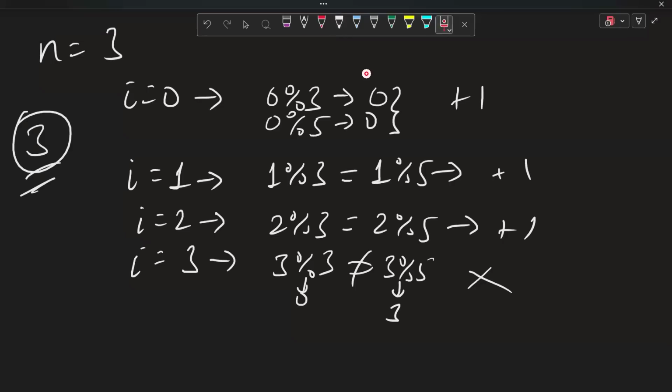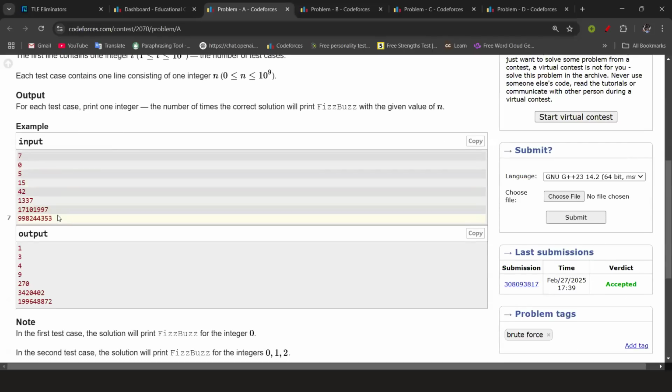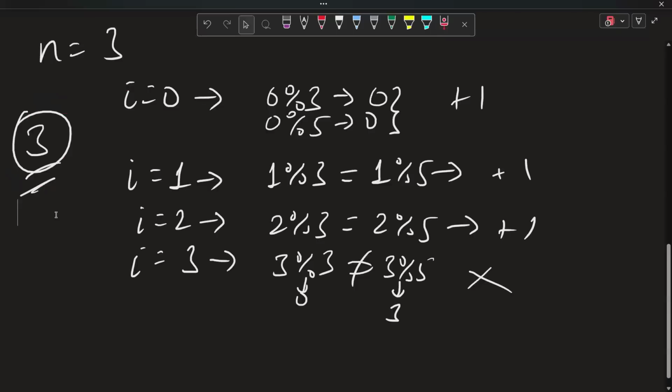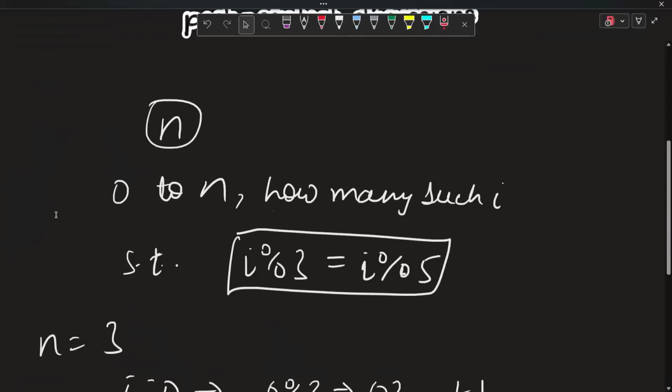So for i equal to 0 up till n, since n was 3, there were 3 possible i's for which i mod 3 equals i mod 5, so your answer was 3. I hope you understand the problem statement. Now, how do you solve that?